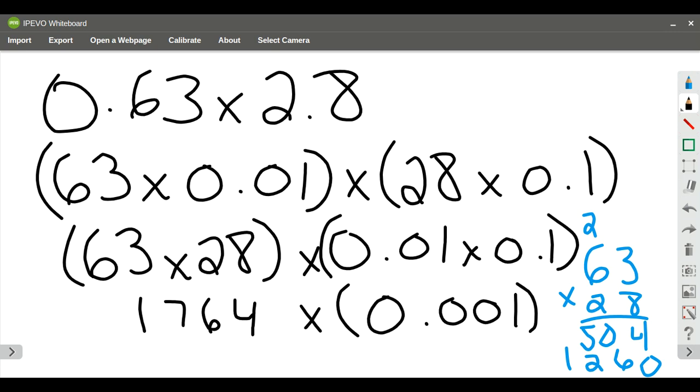So I have 1,764. And I'm going to multiply that by 1/1000. And at this point, I don't need those parentheses symbols. I think I keep writing it because I have the parentheses symbols up above. And then my decimal is going to move 3 places to the left. So when I move my decimal 3 places to the left, it's going to go 1, 2, 3. So my answer is going to be 1.764. So my answer is going to be 1 and 764 thousandths.